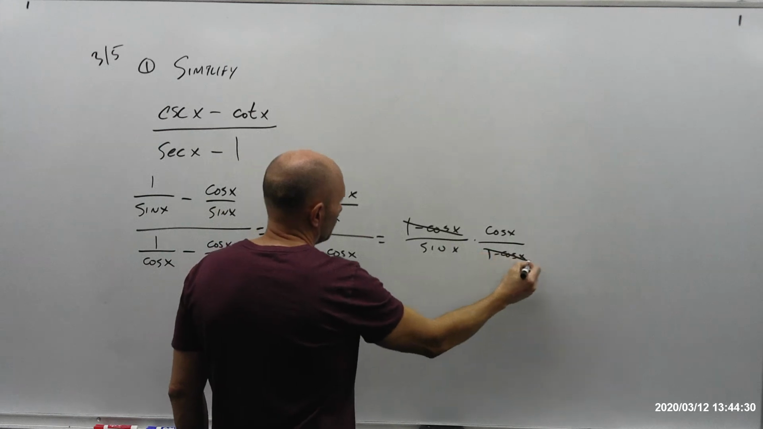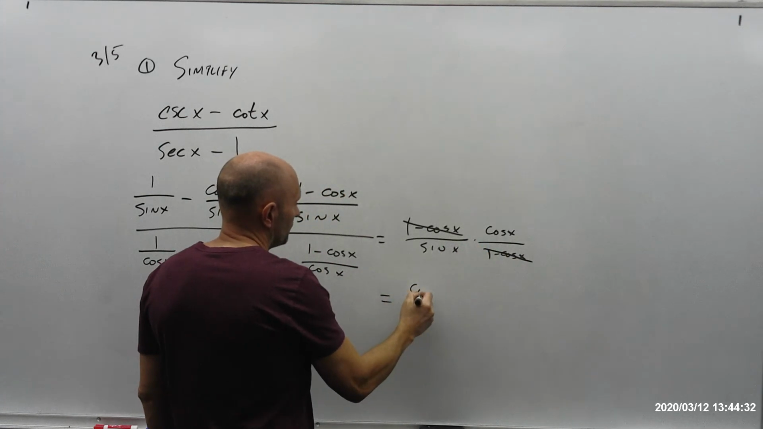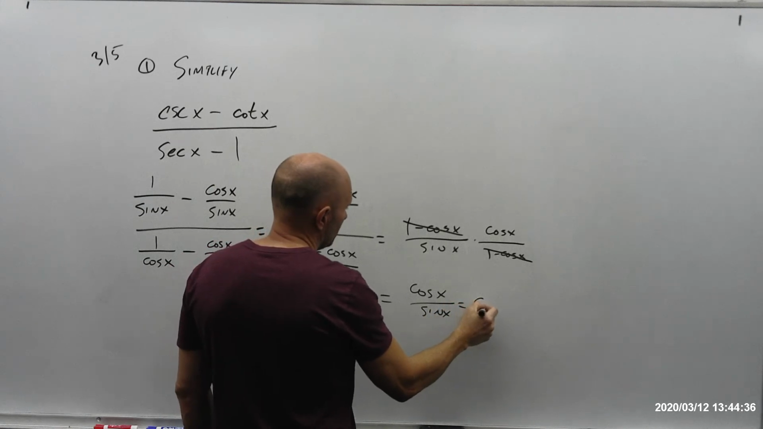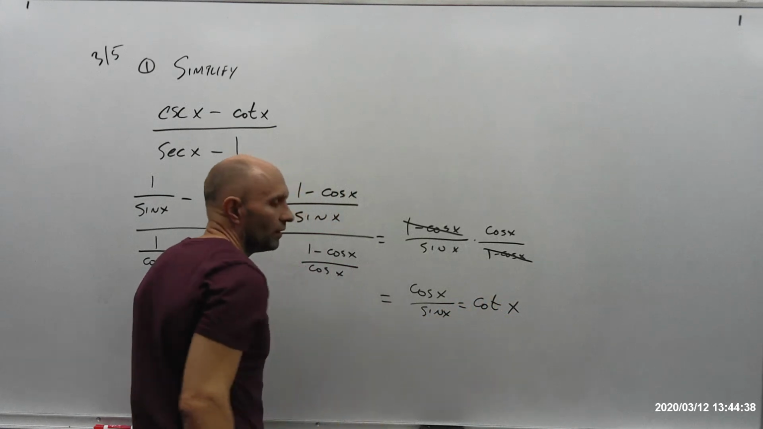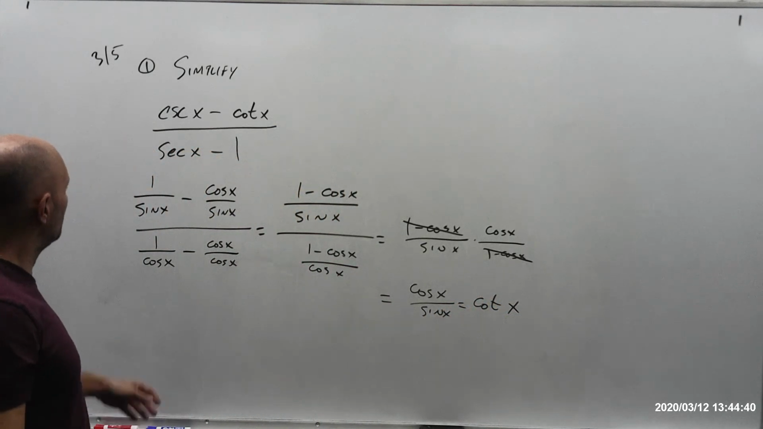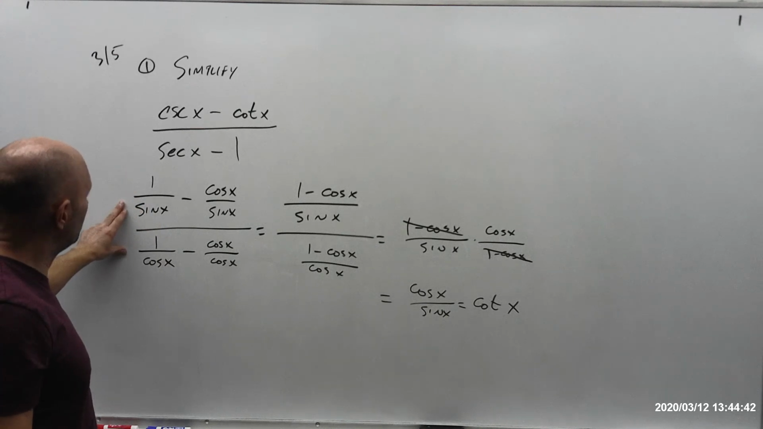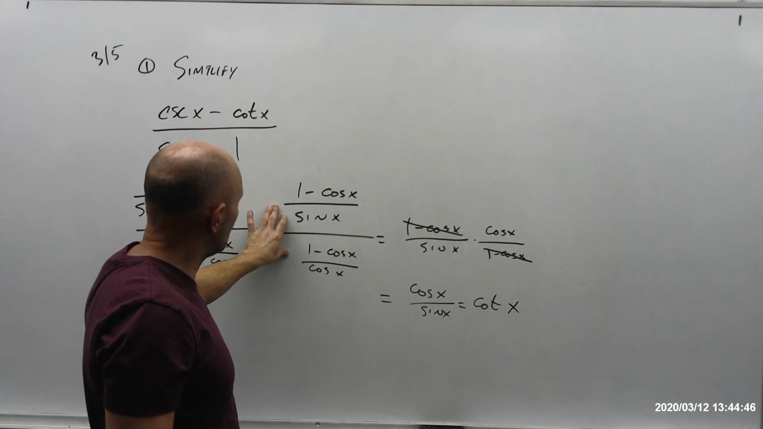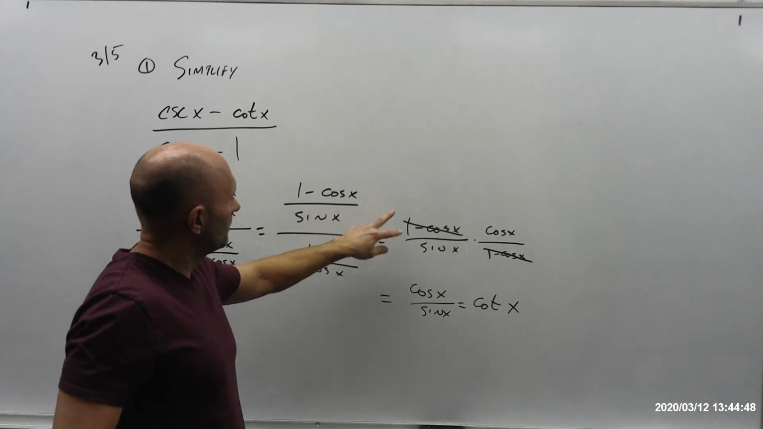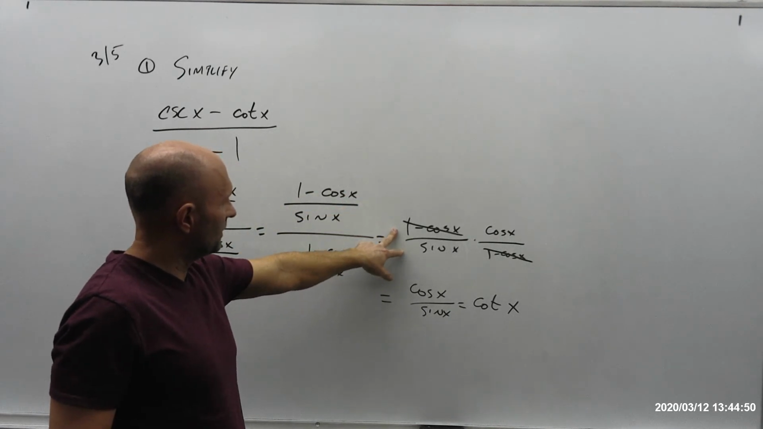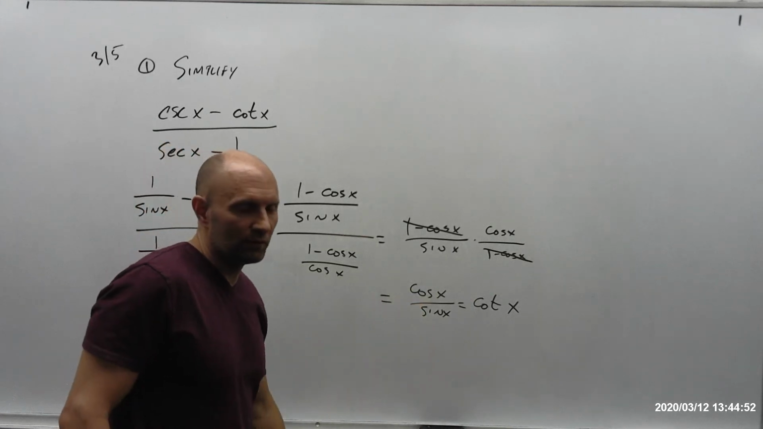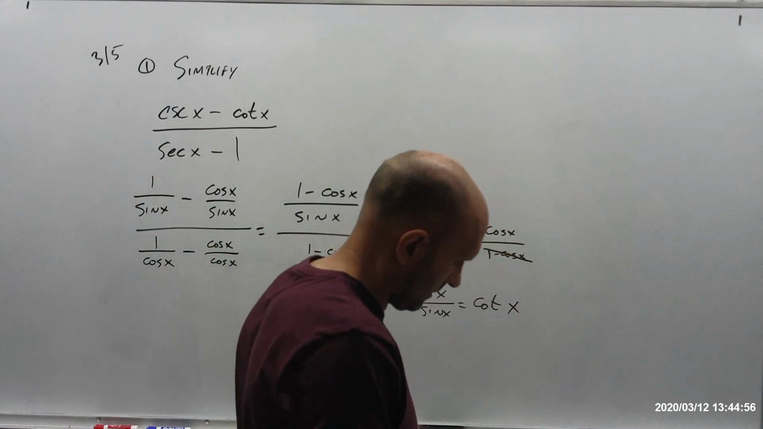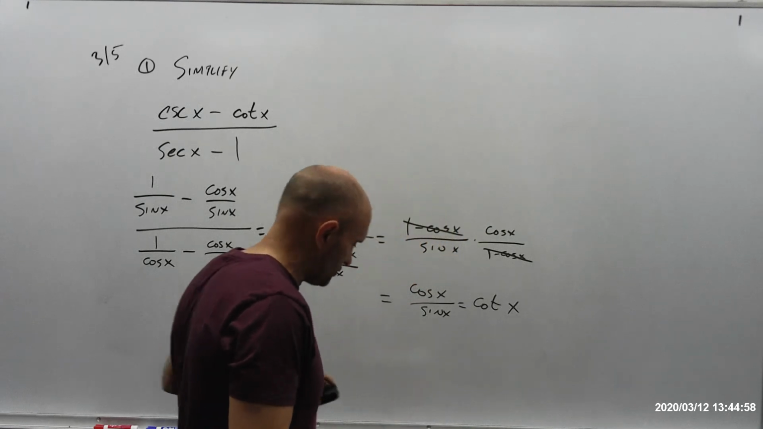This guy cancels with that one, so I'm just left with cosine of x over sine of x, which is cotangent of x. So it was what? Step 1, convert it; step 2, combine it; step 3, keep, change, flip, and cancel out and simplify. So again, just a couple of steps there. All right, number 2.